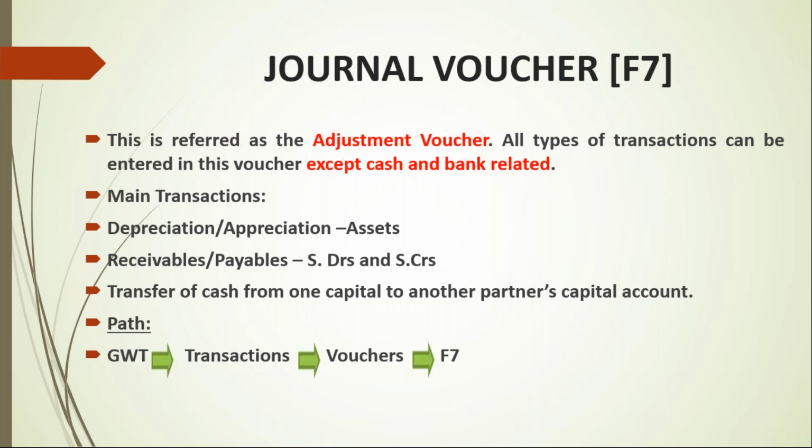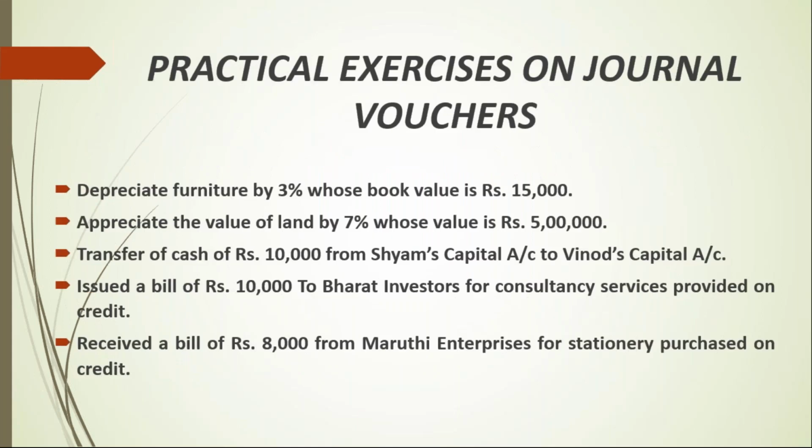Only when you are able to identify and analyze the transactions, passing the voucher is extremely easy, right? So the function key, as I told, is F7. So here we have certain practical exercises on journal vouchers, right?